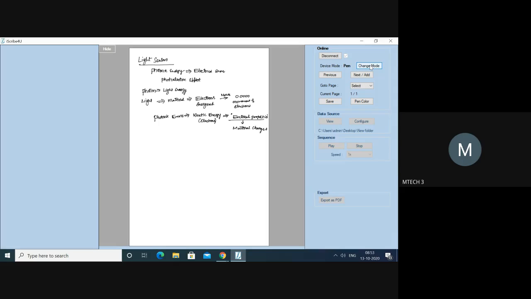That means the light energy is going to be converted into electrical energy. So that is the basic principle, and this effect is called the photoelectric effect. The basic principle behind the light sensor is the photoelectric effect.